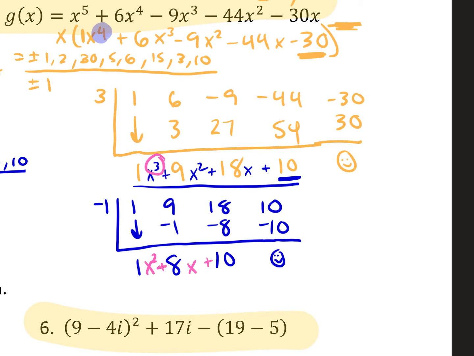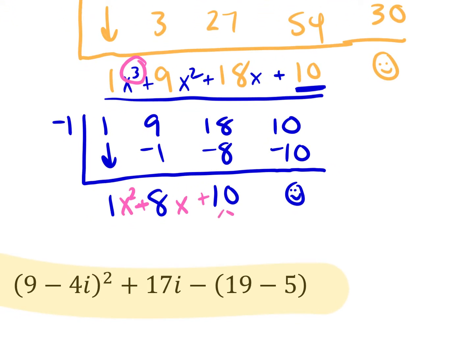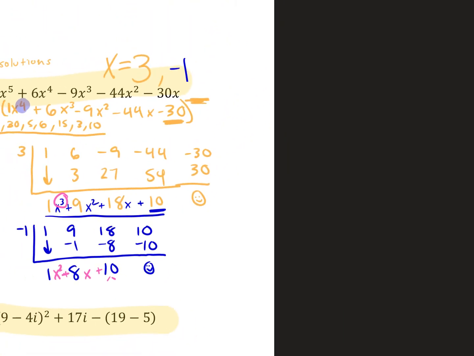What can I do once I have a quadratic, just an x squared? I can factor it. So let's see, do I have 2 factors of 10 that add to 8? No. What do I do if I can't factor it? Quadratic. So my quadratic formula is negative b plus or minus the square root of b squared minus 4ac over 2a. So a is 1, b is 8, and c is 10. So I'm going to plug everything in.